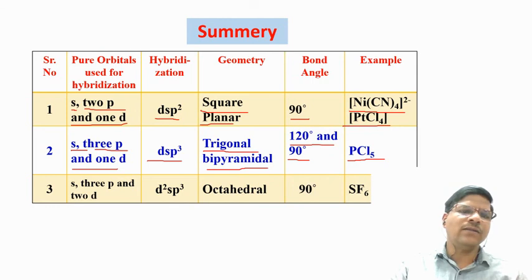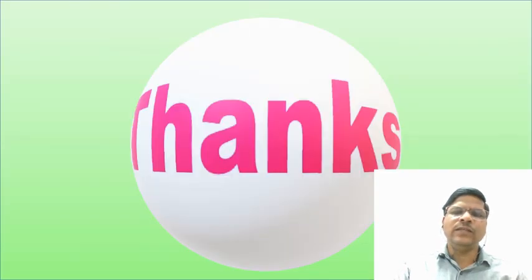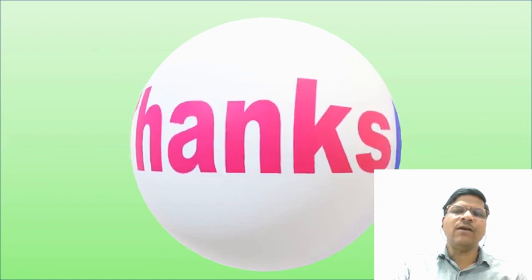PCl5. And the third type: 1s orbital, 3p orbitals and 2d orbitals, D2sp3 hybridization. The geometry is octahedral or square planar bipyramidal and the angle is 90 degrees, and the example is the SF6 molecule. With this we have completed the 3 types of hybridization involving s, p and d orbitals.